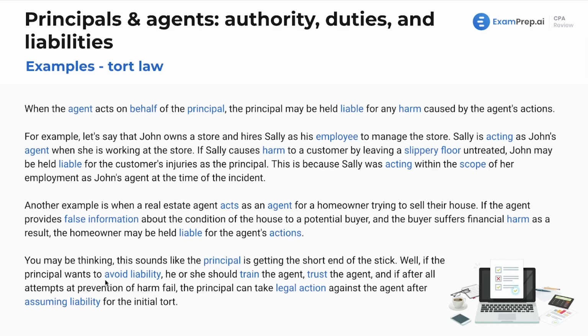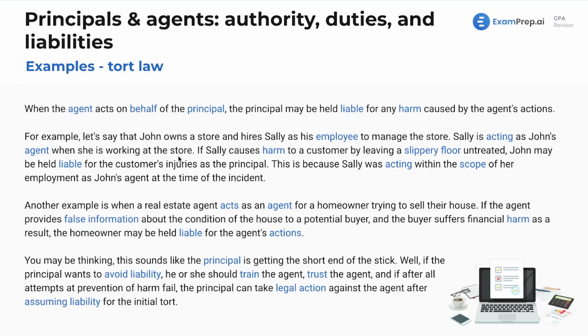Well, if the principal wants to avoid liability, he or she should train the agent, trust the agent, and if after all attempts at prevention of harm fail, the principal can take legal action against the agent after assuming liability for the initial tort. Going back to this example, let's say John walks into the store over the course of a month and 5 different times he finds that Sally did not put a wet floor sign and Sally's leaving messes all over the floor, still John will be liable.